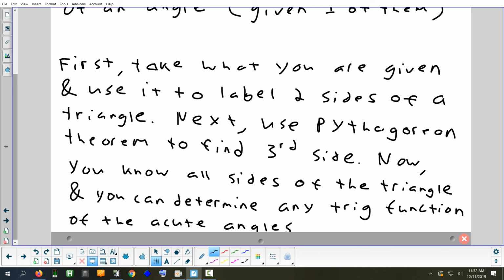Now, since you're going to have 2 sides right away, there's 2 functions you can find without any work at all. You can find the one they give you, like sine, and you can find its reciprocal, cosecant, because all you have to do is flip it. But to find the other 4, you're going to have to use the Pythagorean Theorem.